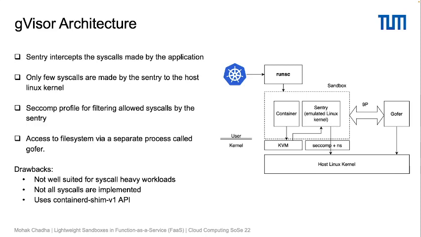Linux kernels, right? So as you already mentioned, there are around 319 system calls in the Linux kernel. So not all of them are obviously implemented in the sentry, right? I think they implement around 220 or 211, something like this. So some workloads are not compatible with gVisor. What it also uses for interfacing with containerd is the Shim v1 API.